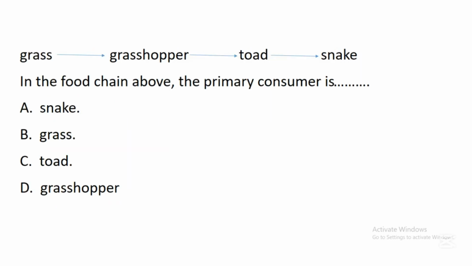The next question says, in the food chain above, the primary consumer is dash. A. Snake. B. Grass. C. Toad. D. Grasshopper. In this question, the correct answer is D. Grasshopper. So in this food chain, the primary consumer is grasshopper. A primary consumer is an organism that feeds directly on green plants.